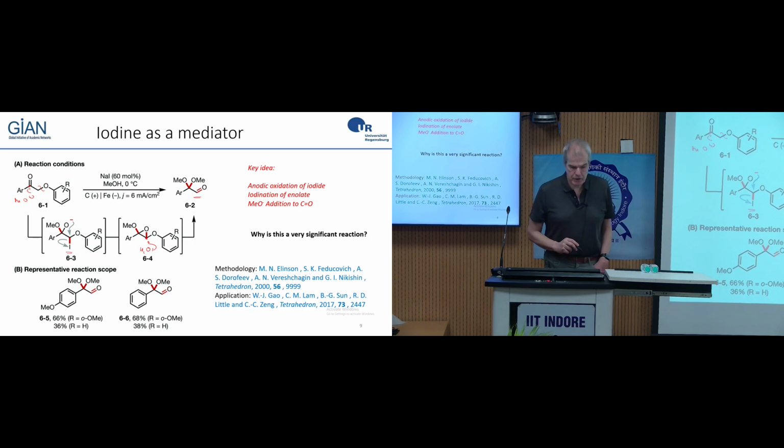And this is actually an interesting reaction, because I'm not sure if you realize that this is the one structural element from lignin. And so this might be an electrochemical way to cleave lignin into smaller parts. And that is what is being shown here.